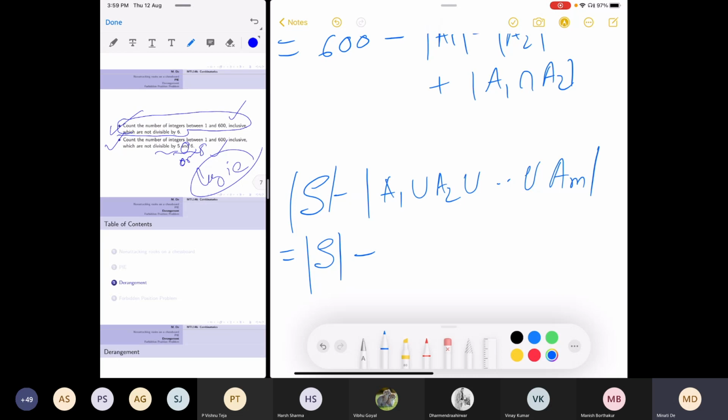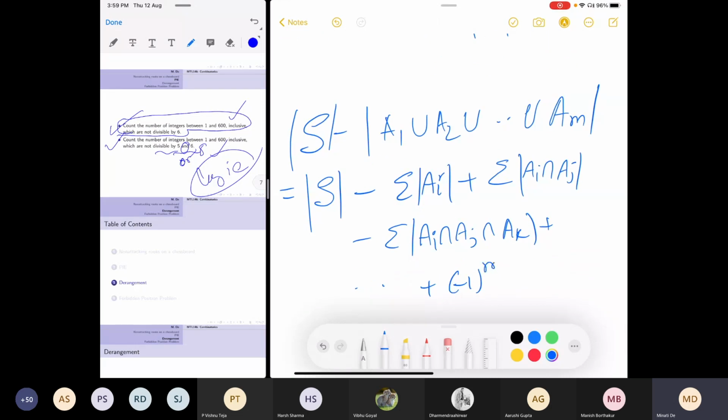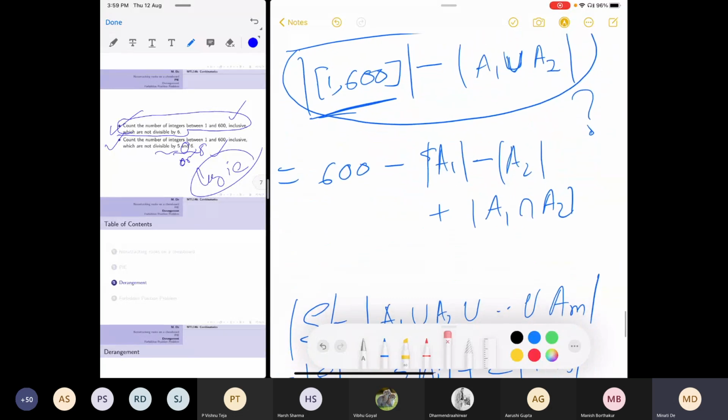What is your guess? You already know, right? Principle of inclusion and exclusion. Summation of cardinality of the AIs first of all. Then we have to add summation of AI intersection AJ, then subtract summation of intersection of AI, AJ and AK, and so on. Good. In this way, I'll continue, with sign minus 1 to the power m. So the last one would be A1 intersection A2 intersection up to AM. So in other words, if you can see, we are basically counting what is A1?